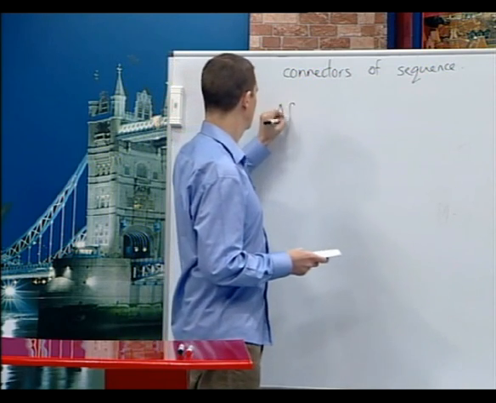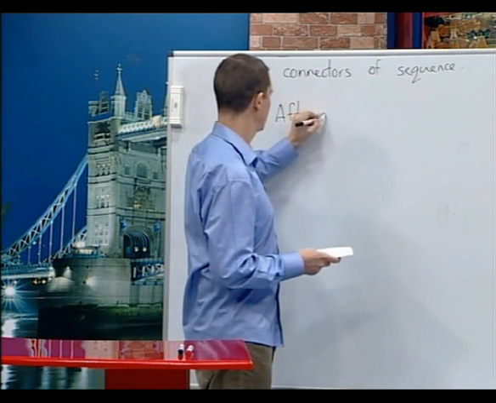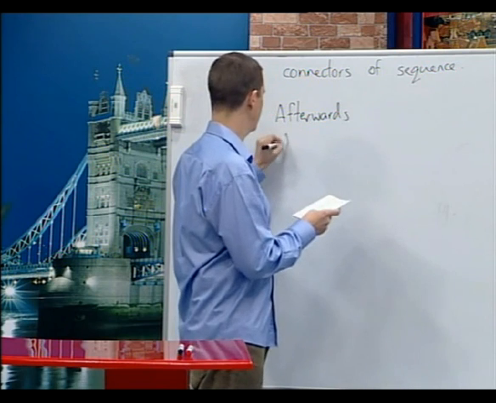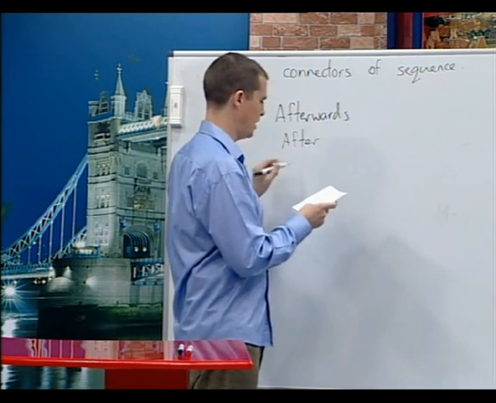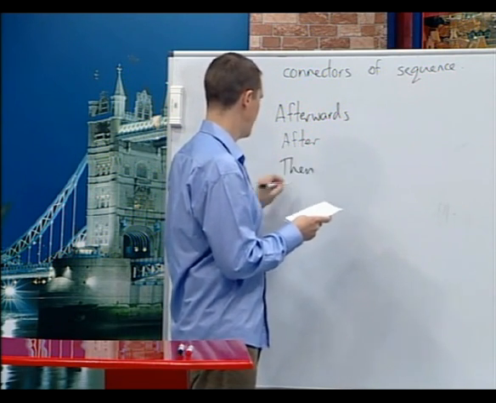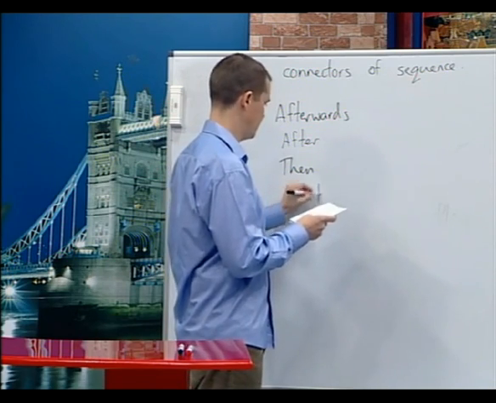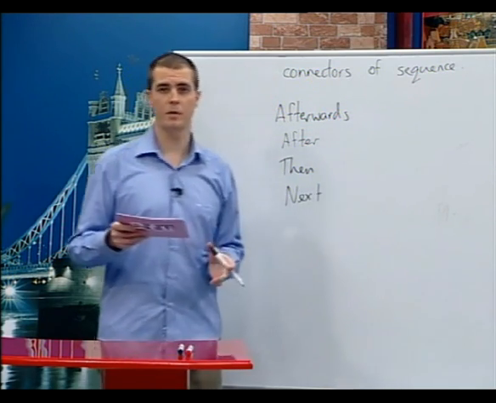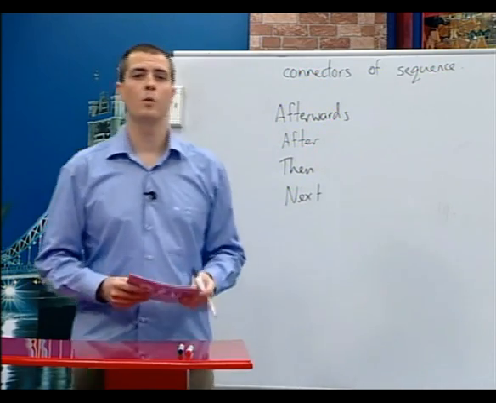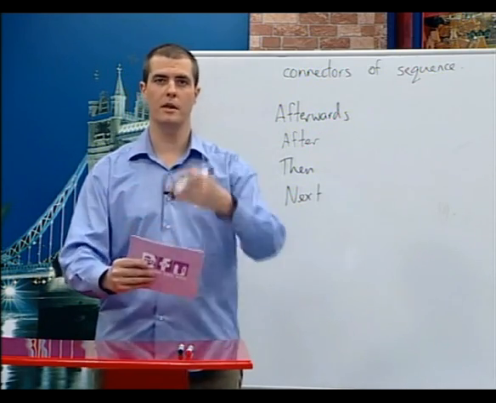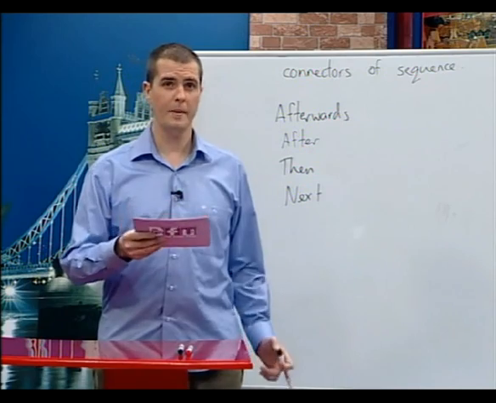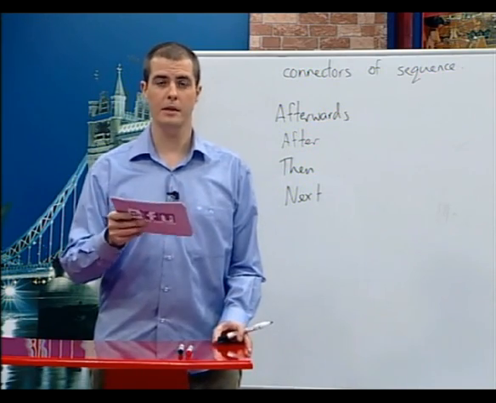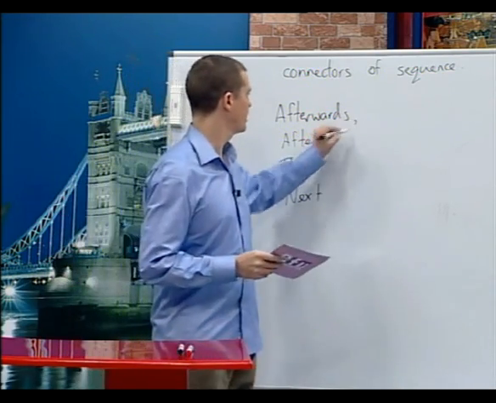Afterwards, after, then, and next are all connectors of sequence. We use them when one event follows another. They usually begin the second sentence, and a comma is used after the connector.